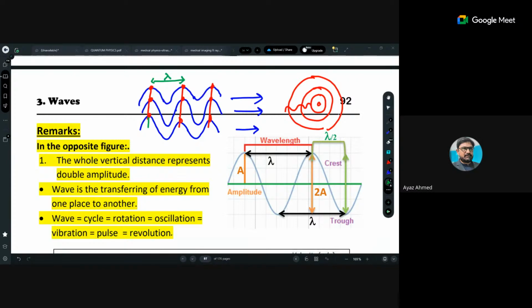So here we go. Here I have mentioned all these terms. If I see this diagram, the green color is the mean equilibrium position. This black line is the wavelength. The lower peak is the trough. The upper peak is the crest, right? The distance between one crest and one trough is lambda by 2. The height of the wave is the amplitude. So these are the points we have to remember.